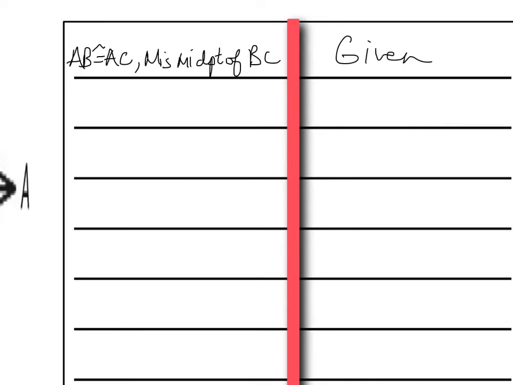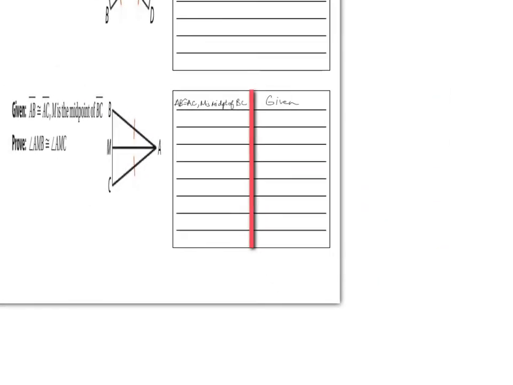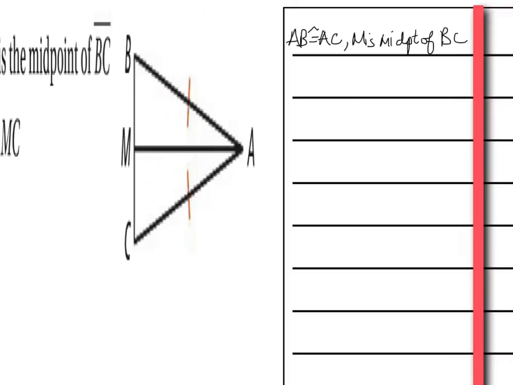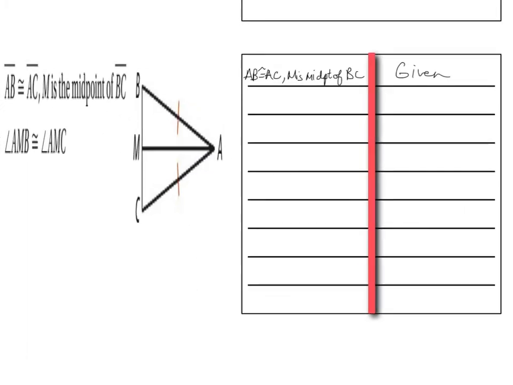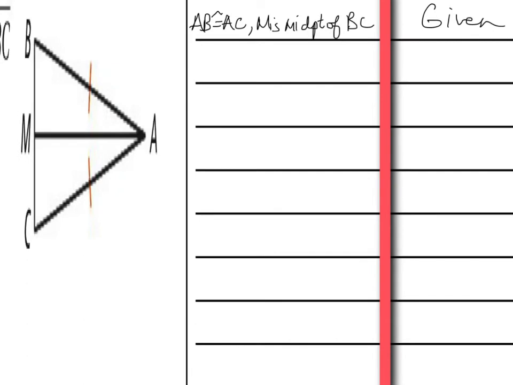Okay, now we want to prove angle AMB is congruent to angle AMC. Okay, so as you look at this picture, one thing you know is they have a shared side, so we can go ahead and put that in a statement more or less right away. We can say that side AM is congruent to side AM by reflexive. And I'm going to go ahead and mark that so we know that that side's congruent.